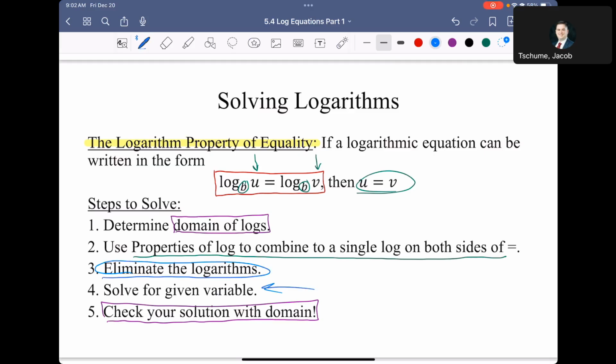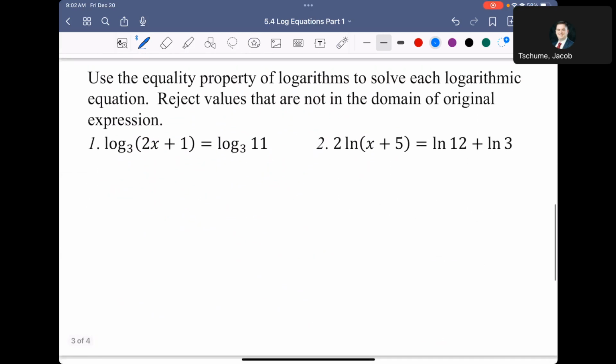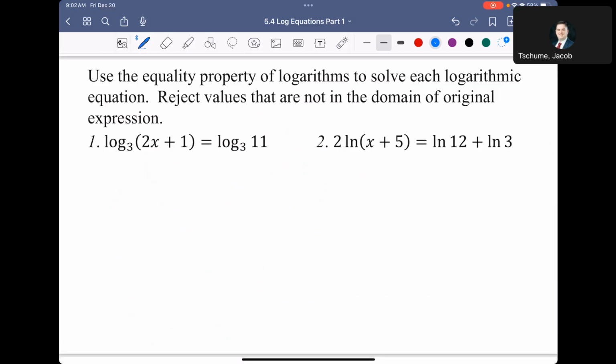All right. So what we've got here is a few examples of how to work problems like this. Use the equality property of logarithms to solve each logarithmic equation. Reject any values that are not in the domain of the original expression. And once again, I'll show you how to do that when we get to the end. I always check that part at the very last second.